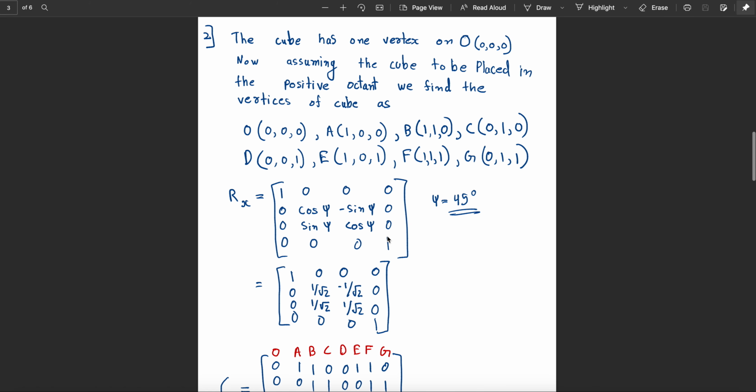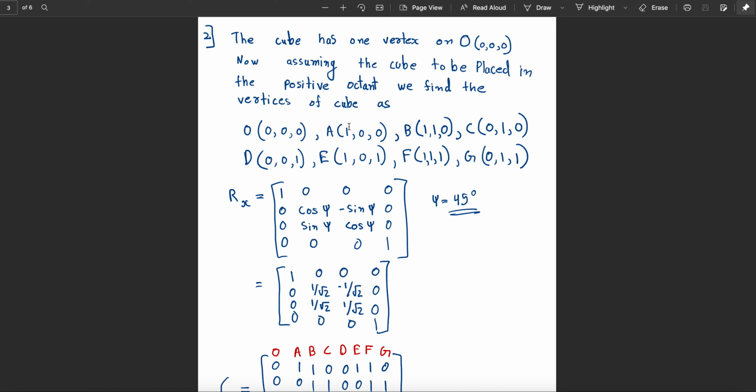So solving the question, we know that the cube has one vertex on the point origin O, 0, 0, 0. Then we assume the cube is placed in the positive octant in the 3D space. So there are eight vertices for a cube. So each vertex is found to be as follows, and we know it's a unit cube.